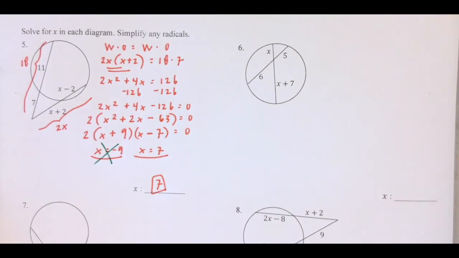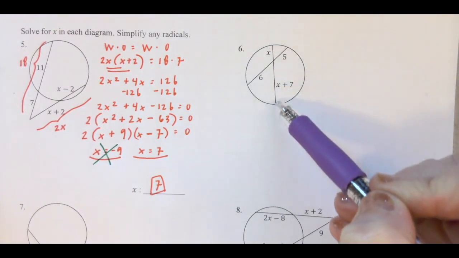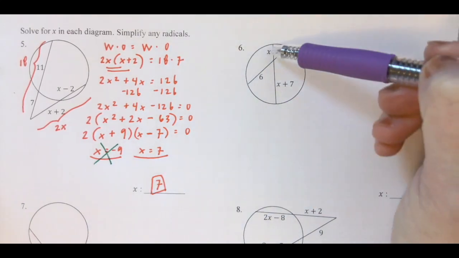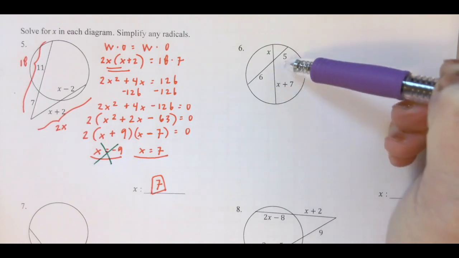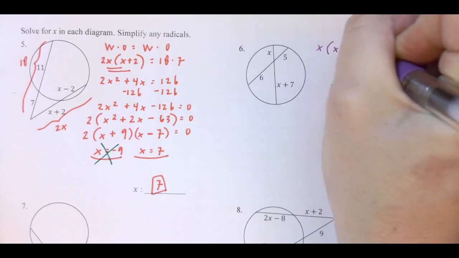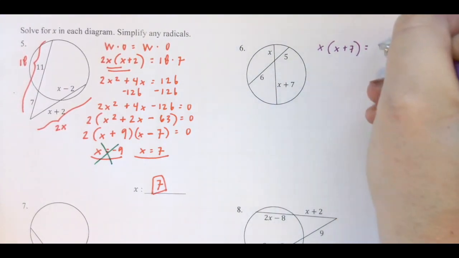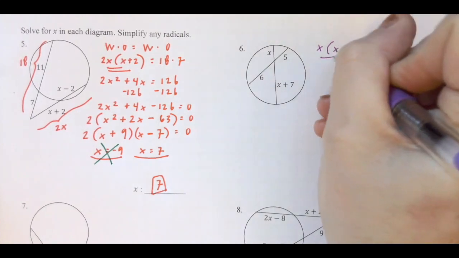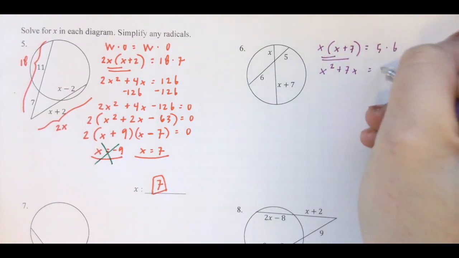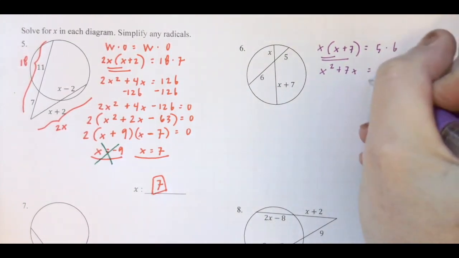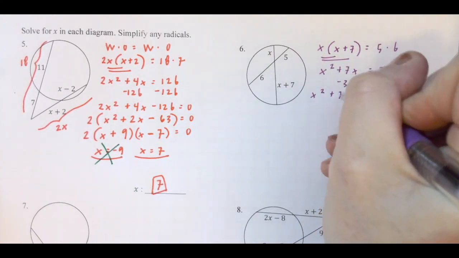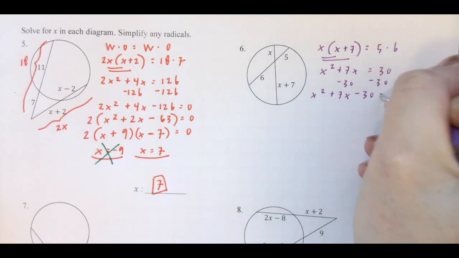Okay, next problem. It looks like we have two chords, right? I see a chord here and a chord here. Here's that point of intersection. So I'm looking at the product of these two smaller portions and the product of these two smaller portions. So I have x times x plus 7 equals 5 times 6. Okay, distribute the x. So x squared plus 7x equals 30. Okay, take away the 30 from each side. So x squared plus 7x minus 30 equals 0.